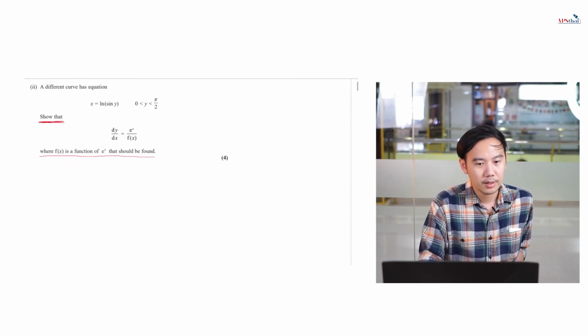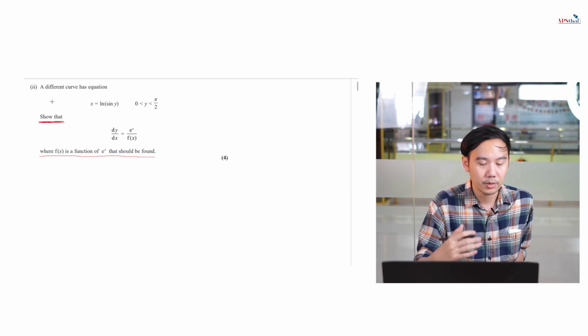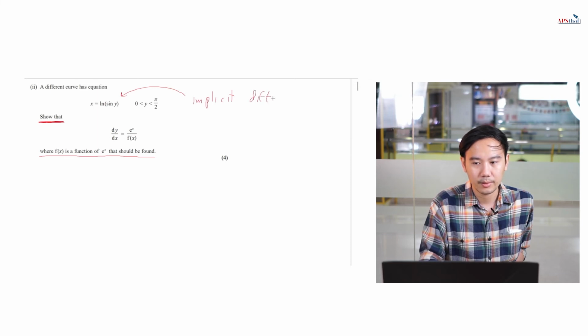This is sometimes, I can't say that it's unusual, but this part of the question is totally separated from the first part. Usually this kind of continuing question will take information from the previous part and then make use of it, but this one just starts from scratch. Anyway, in this question you need to know how to do implicit differentiation.